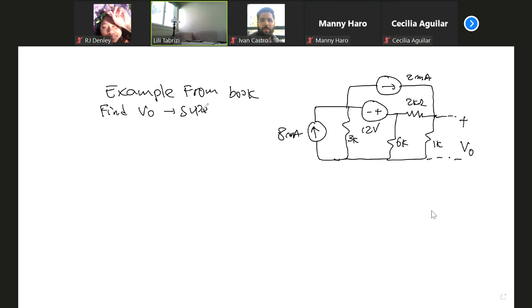By the way, in the exam, if I ask you to use superposition, you must show the superposition method. Because, for example, if you use nodal here and get the correct answer, you don't get any point. You have to use superposition. Okay, we have 3 independent sources. 1, 2, 3. Keep one source at a time.